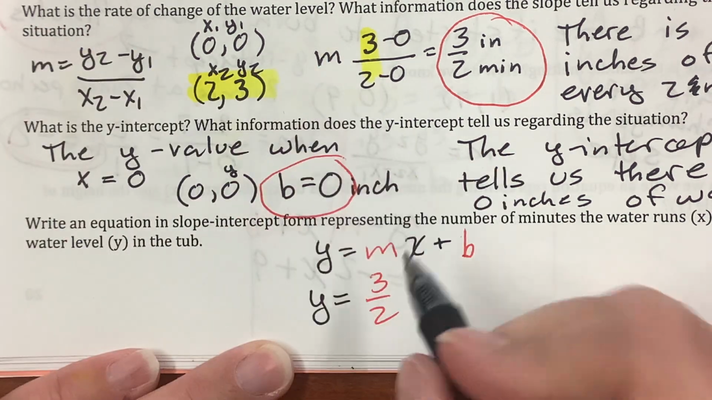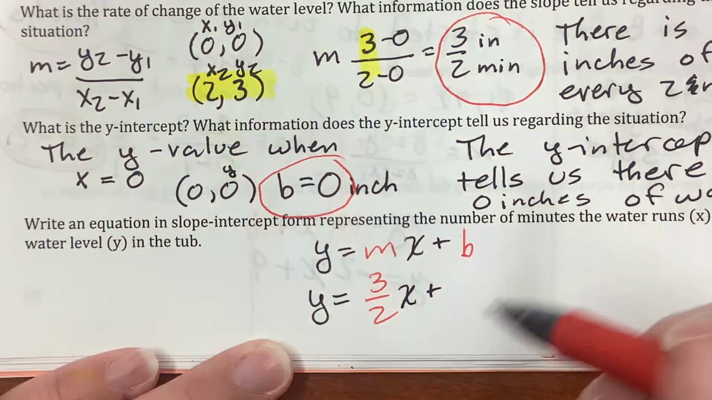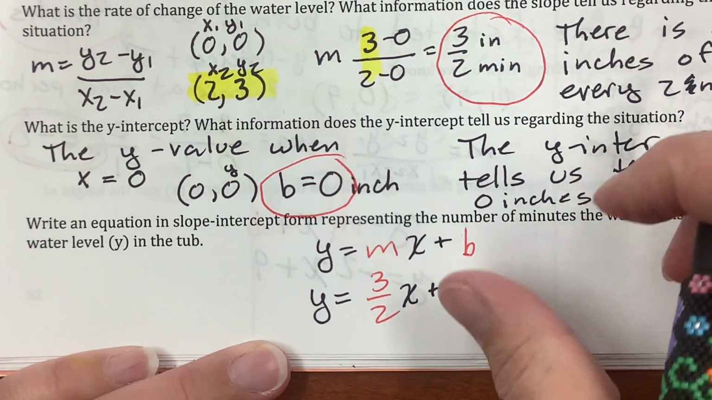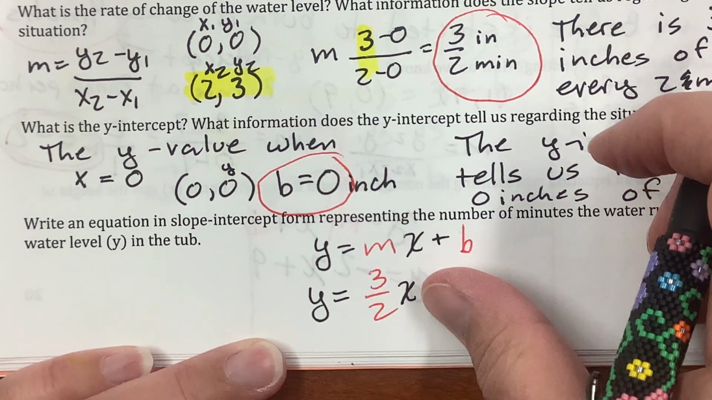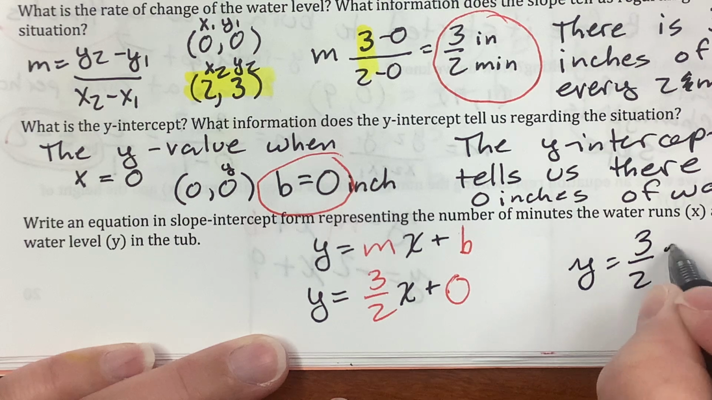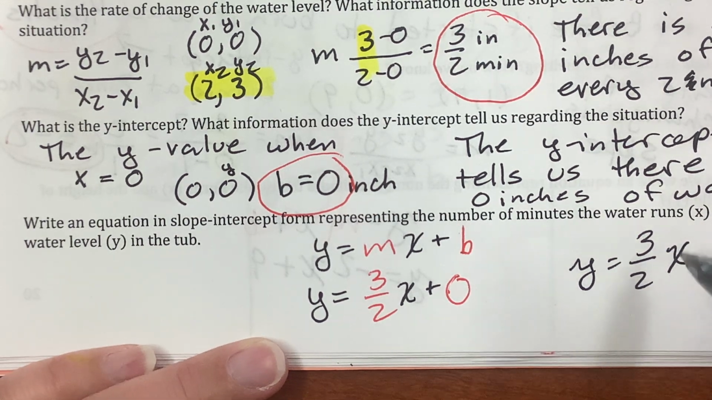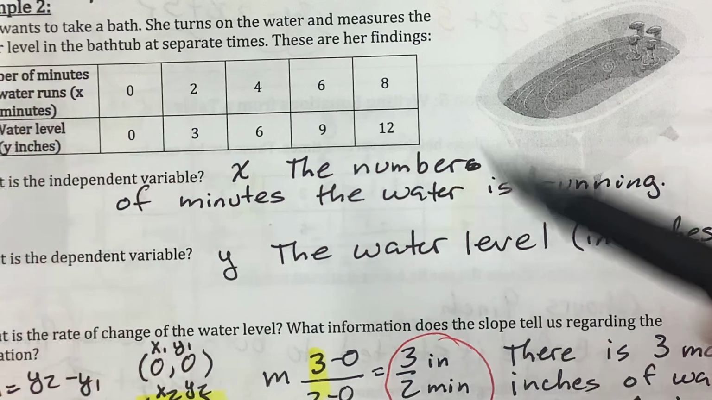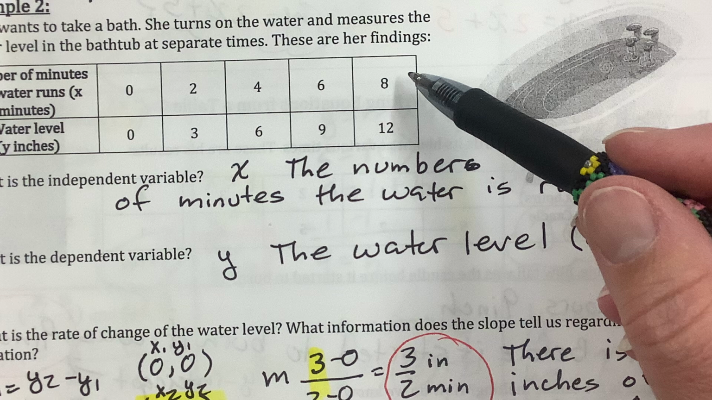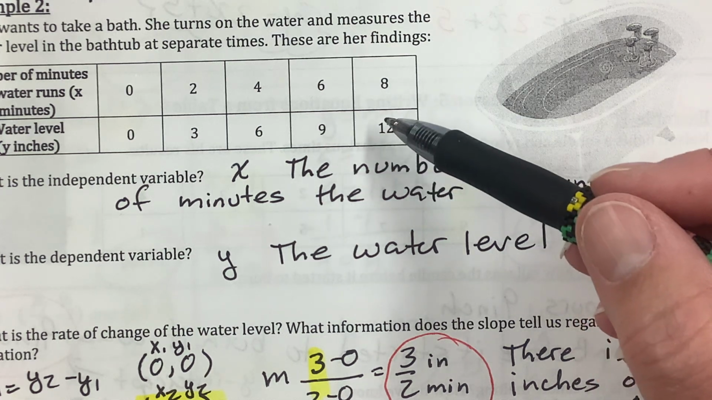Wait a second. Do I have to add the 0? Is that something that's really important in this equation? No. If I don't write that, as a matter of fact, just write 3/2x. Y equals 3/2x. So let's test this. 3/2 times 8. Well, 3 times 8 is 24. 24 divided by 2 is 12. Hey, it worked. I got 12 inches of water.